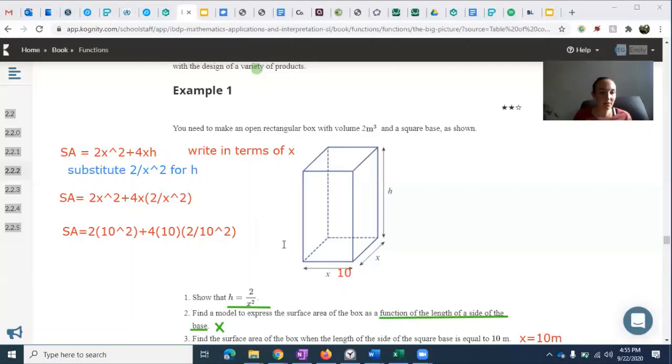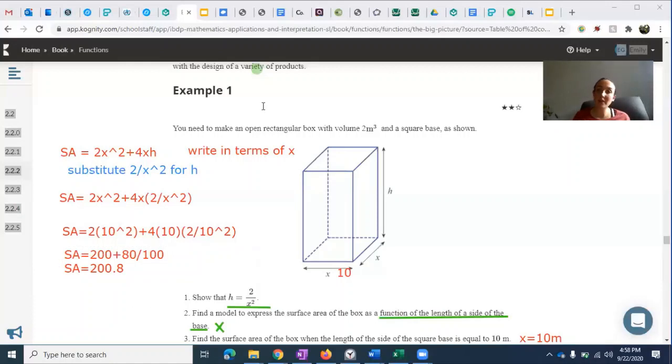Go ahead and calculate all of this out. What number do you get? So when I calculate this out, I get 200 plus 80 divided by 100, which we can say surface area is equal to, when we add that up, it's going to be 200.8 meters squared. Or we can just leave it at 200.8.